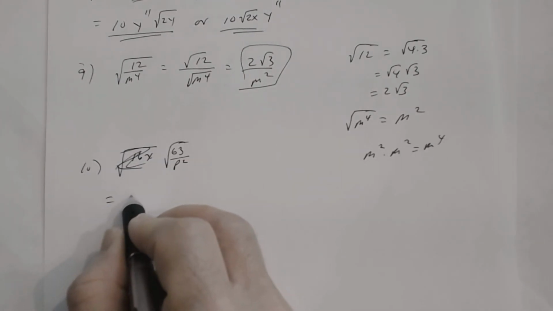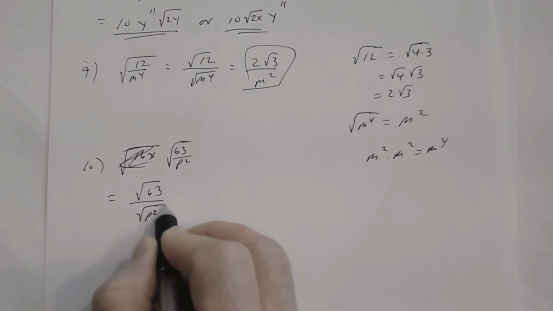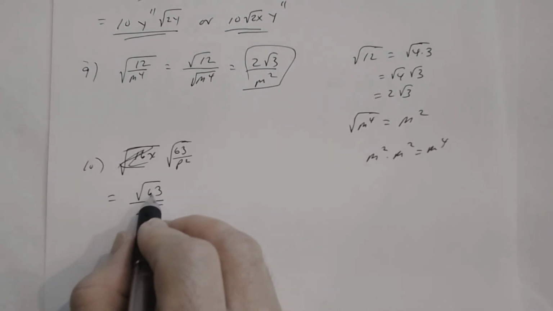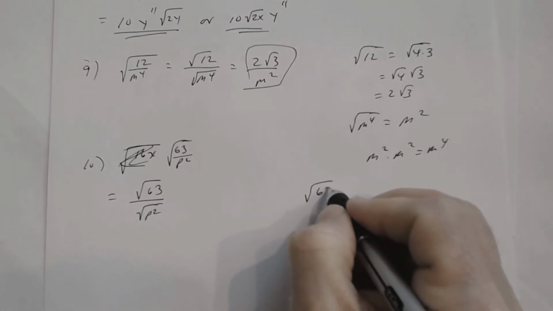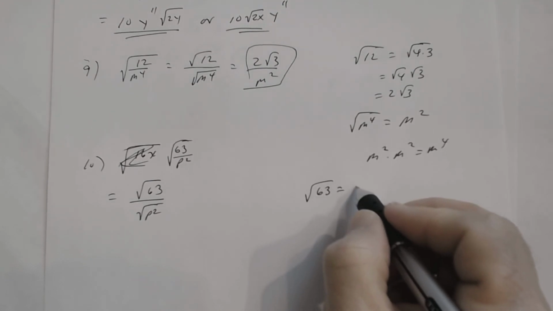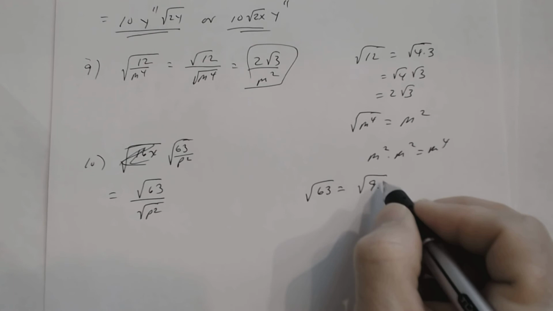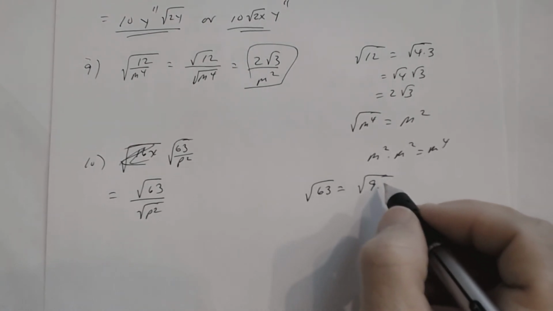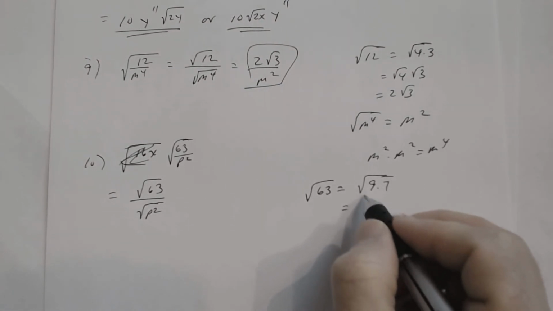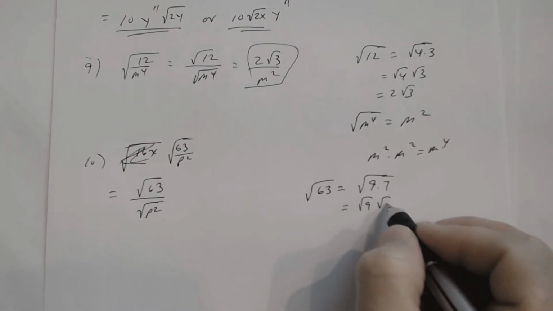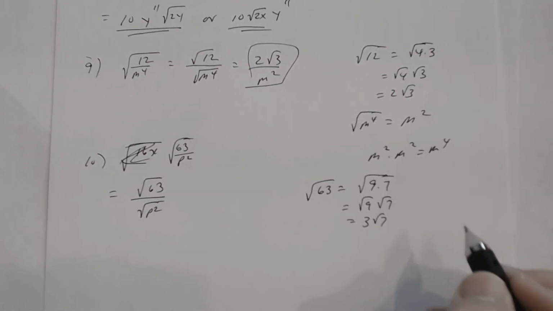So according to the quotient rule, that would be the square root of 63 divided by the square root of p squared. And then 63 is not a perfect square, but is there a perfect square that goes into 63? In other words, can I simplify the square root of 63? Yes, because 9 goes into 63. So I get the square root of 9 times 7. By the product rule, this becomes the square root of 9 times the square root of 7, and the square root of 9 is 3, so you got 3 square root of 7. So that's your numerator.